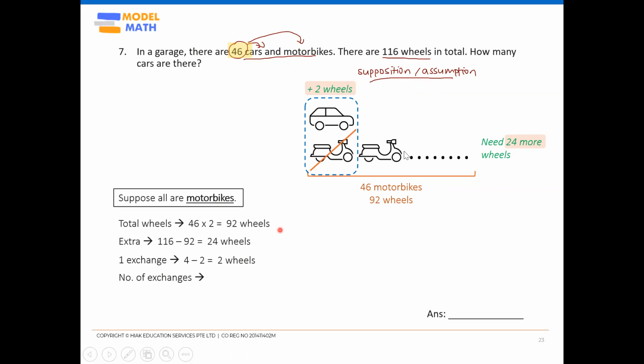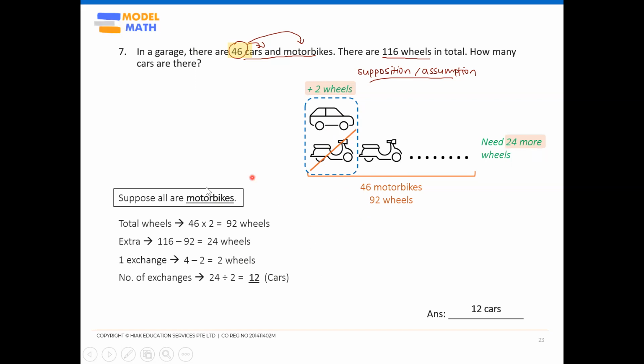To find out how many exchanges, we have to take 24 divided by 2. That means the total wheels to bring in divided by the wheels brought in by one exchange. All right, and that will be 12 exchanges required. Now, when I have 12 exchanges, I need to exchange 12 motorbikes to cars. So what does that mean? When they ask how many cars are there, when I have 12 exchanges, it means that all 12 exchanges lead to 12 cars, because every exchange, I end up with a car. Okay, so that will be my answer.